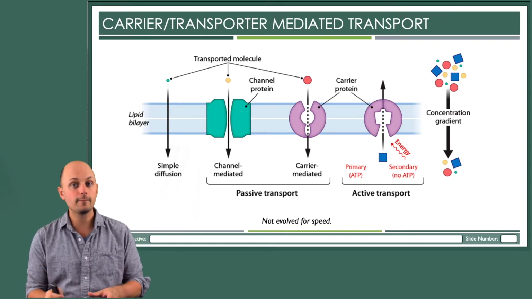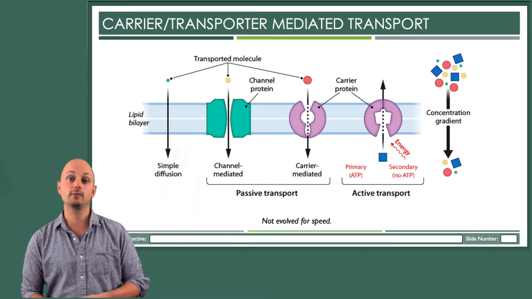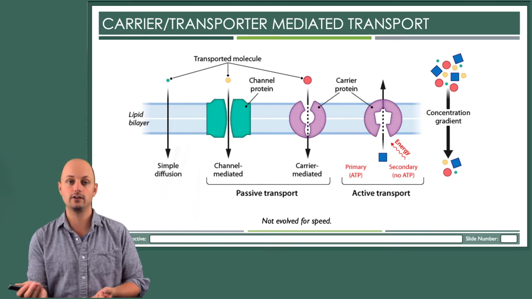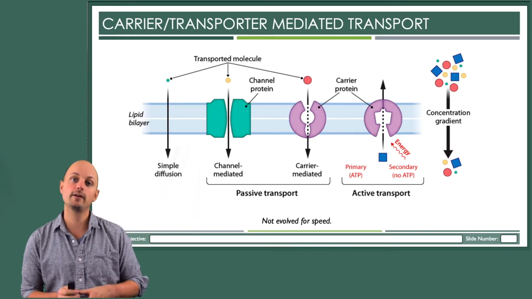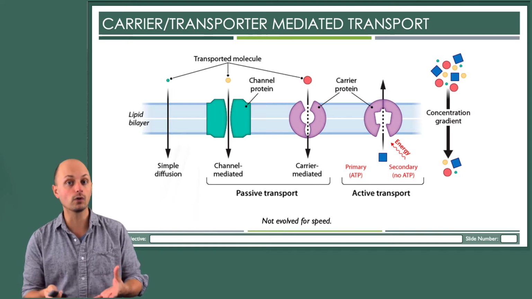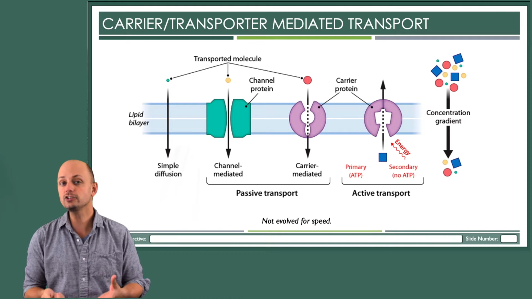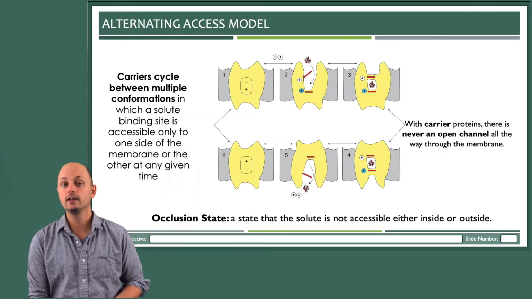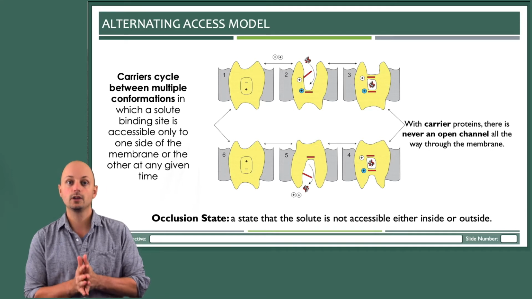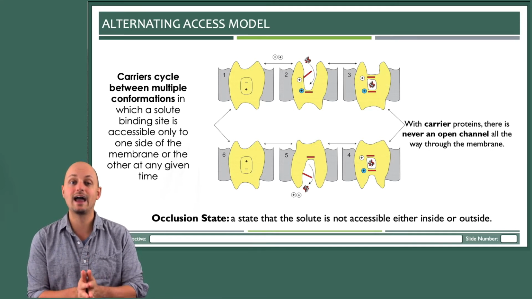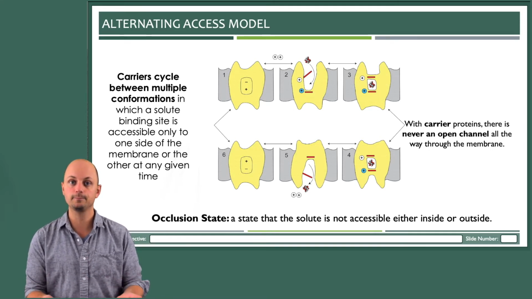But before we get into that, I want to spend a little bit of time differentiating between transporters and channels. So just a minute ago, I mentioned that channels form a pore or a continuous path all the way through the membrane. But this actually doesn't happen with carriers. Carriers operate instead by something known as the alternating access model, which means there's never a continuous path all the way through the plasma membrane.